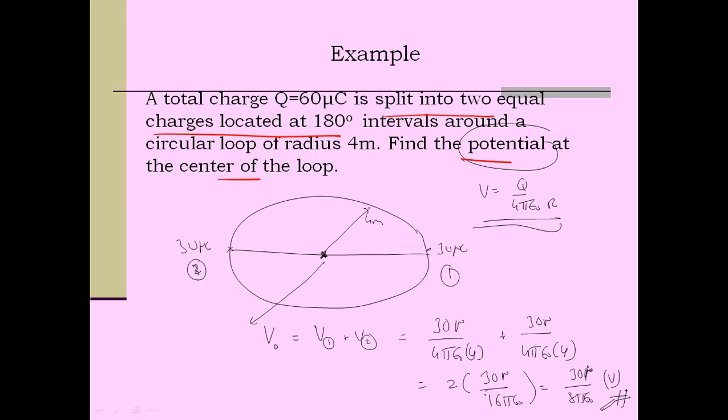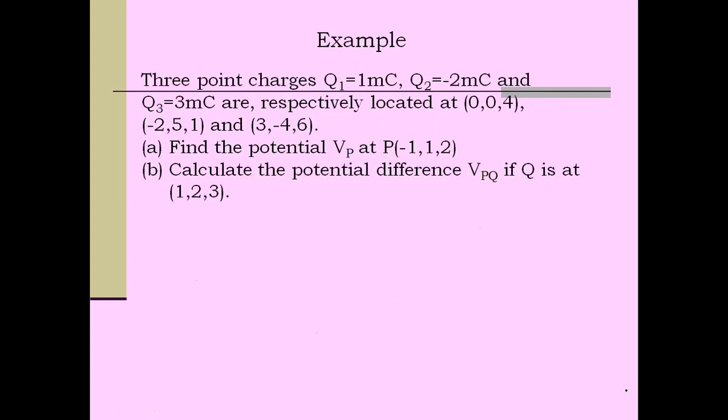Okay, right. Let us have a look at example number 2. We are given 3 point charges: 1 millicoulomb, negative 2 millicoulomb, and 3 millicoulomb, located at the positions 0, 0, 4; negative 2, 5, 1; and 3, negative 4, 6. The question is to find the potential Vp at 1, negative 1, 2.